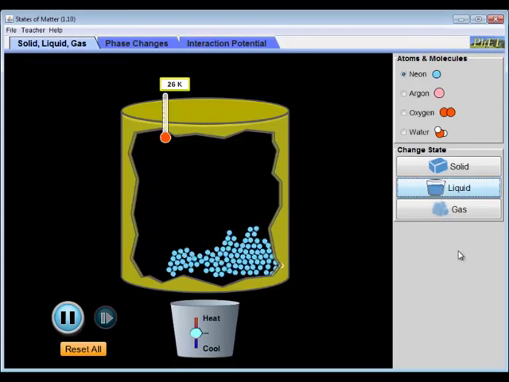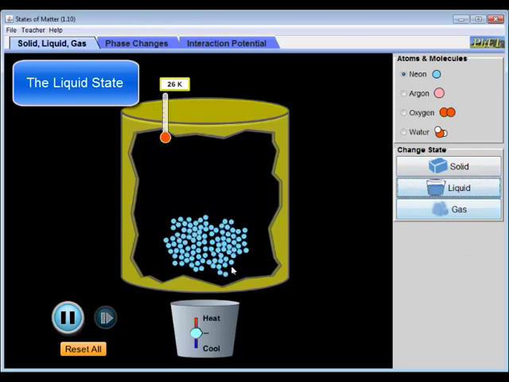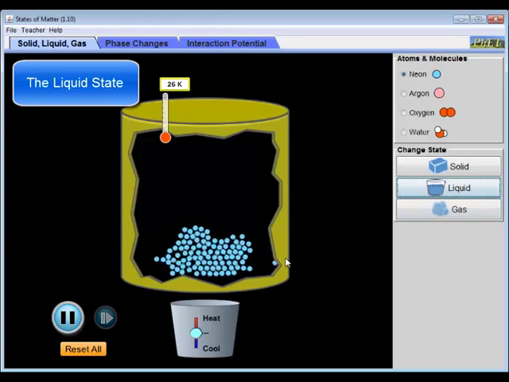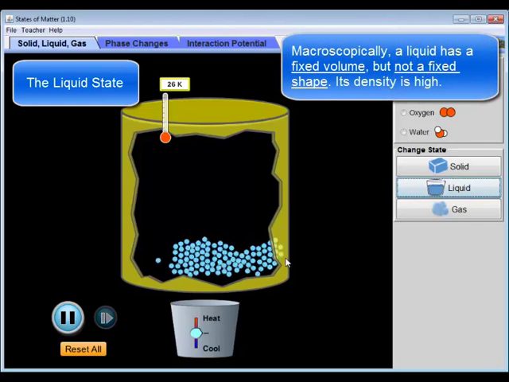Okay, we'll now have a look at the liquid state, and I've changed this now to the liquid state in this simulation. And from experience, we know that a liquid has a fixed volume, but it doesn't have a fixed shape anymore. So if we pour a bit of liquid water into a container, it will change its shape to match that of the container.